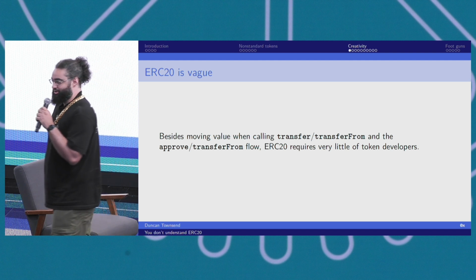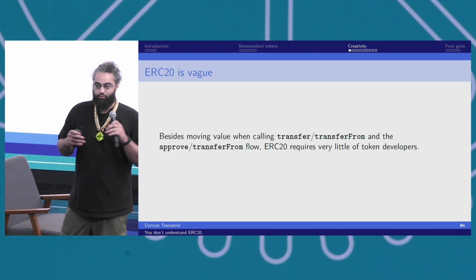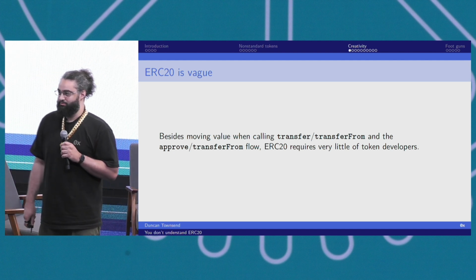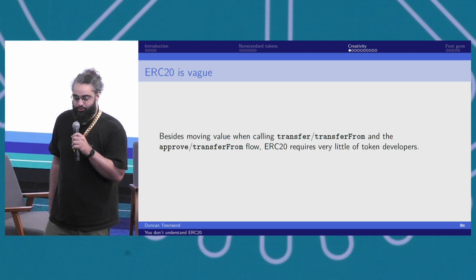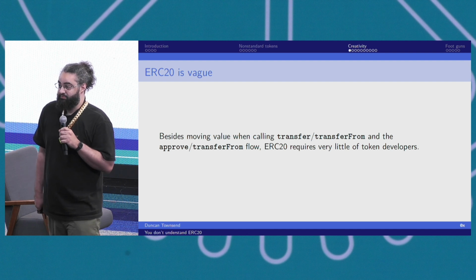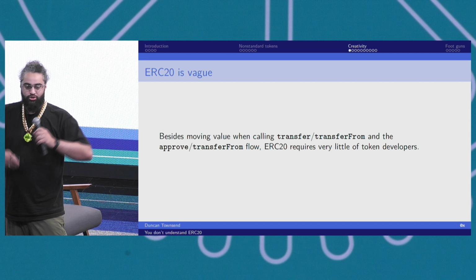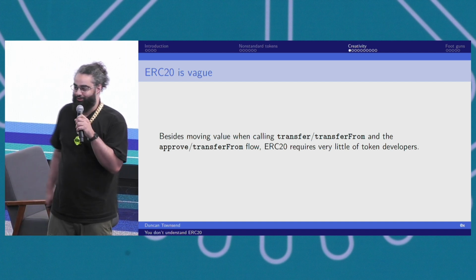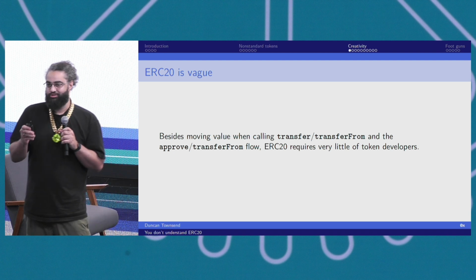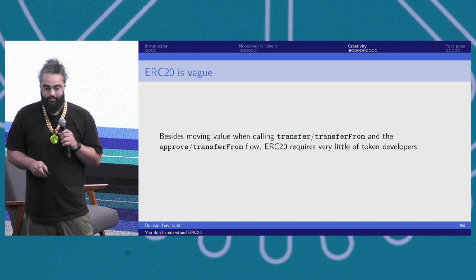Now, as far as the creative things that people have done with ERC20, ERC20 really just says, when you call transfer or transfer from, it moves some value, and when you call approve, it turns on transfer from. That's basically it. That's all that's required. And if you implement that, you are ERC20. And you can do all of these weird and wonderful things beyond that. And that's what makes ERC20 so cool. And I'm going to give you some examples of cool things that people have done with ERC20 within this framework.